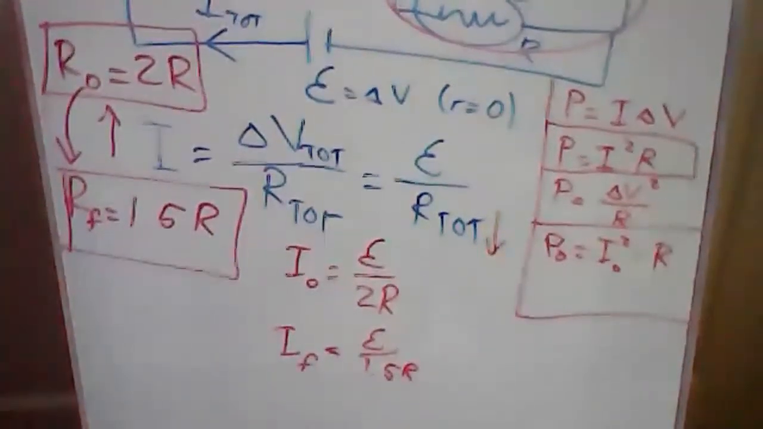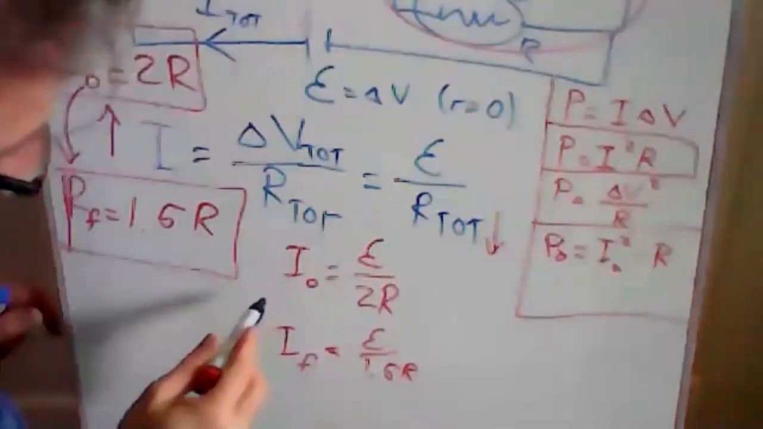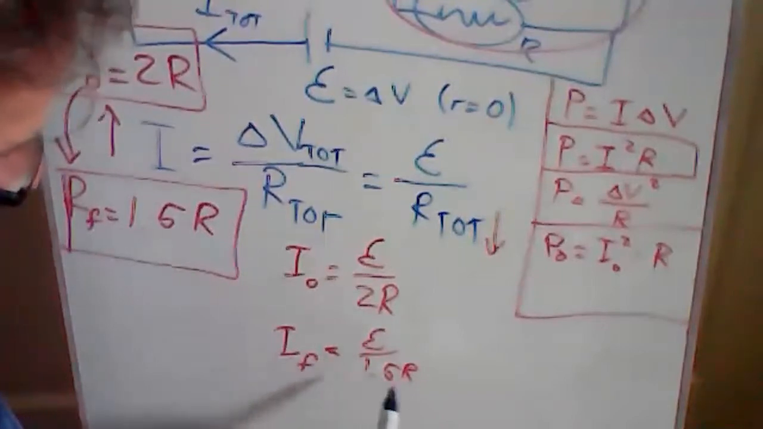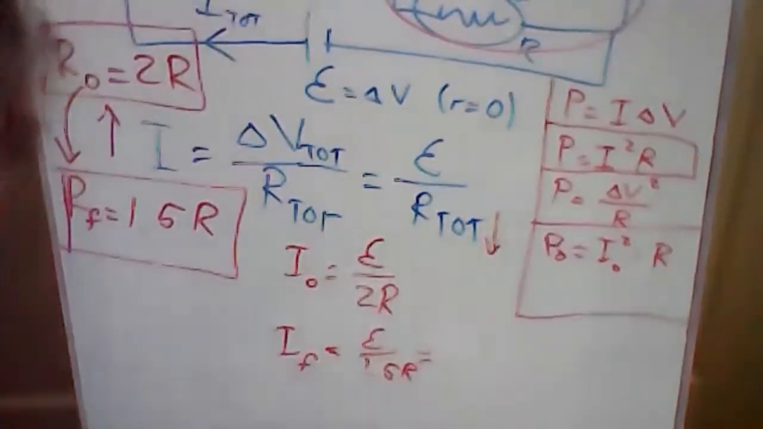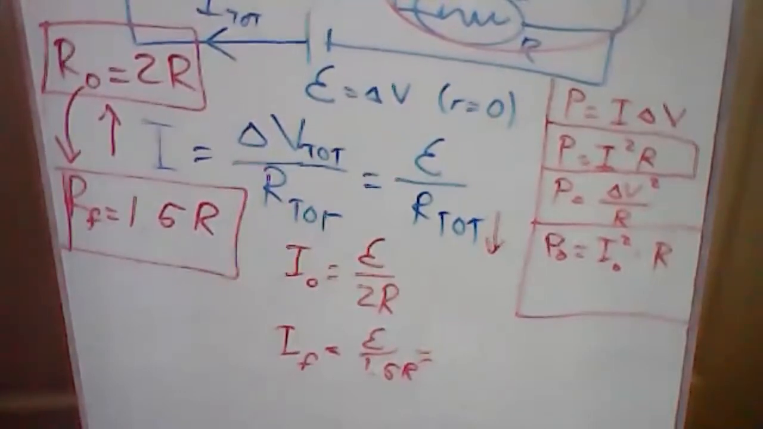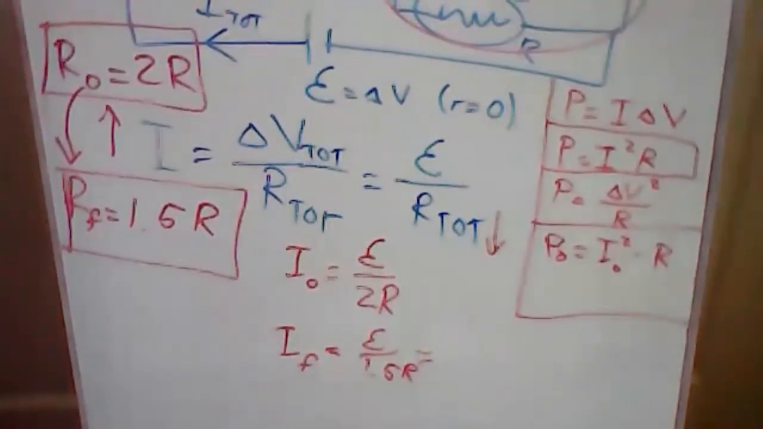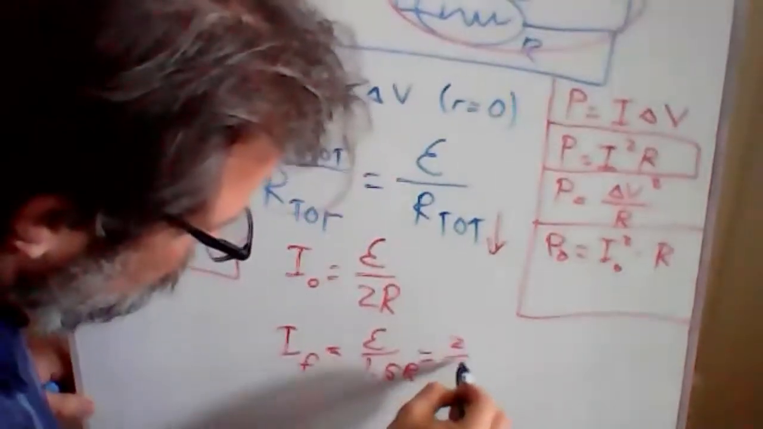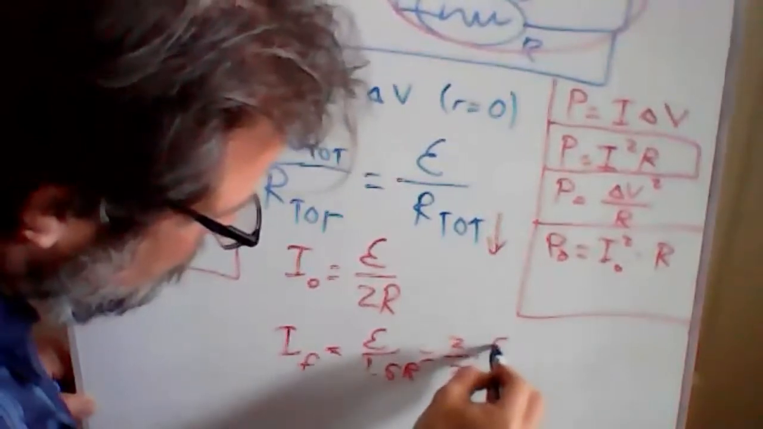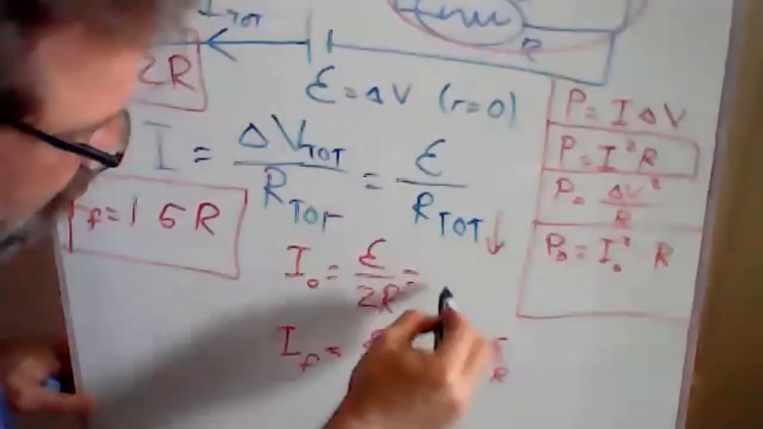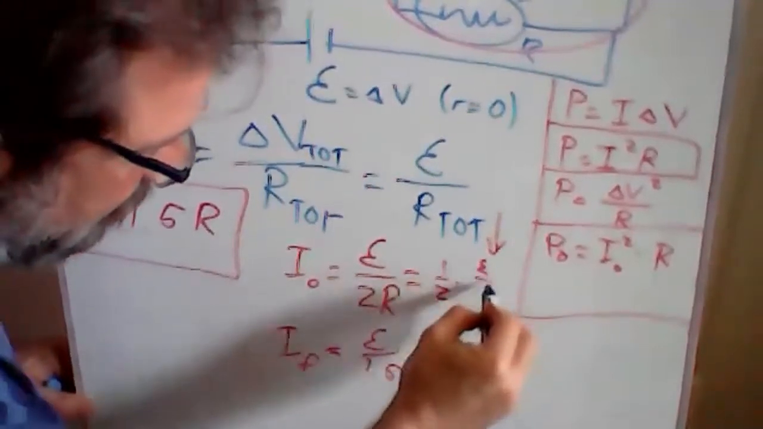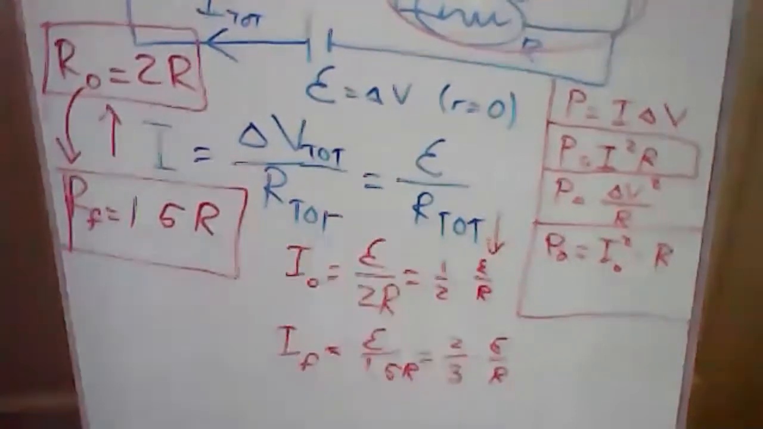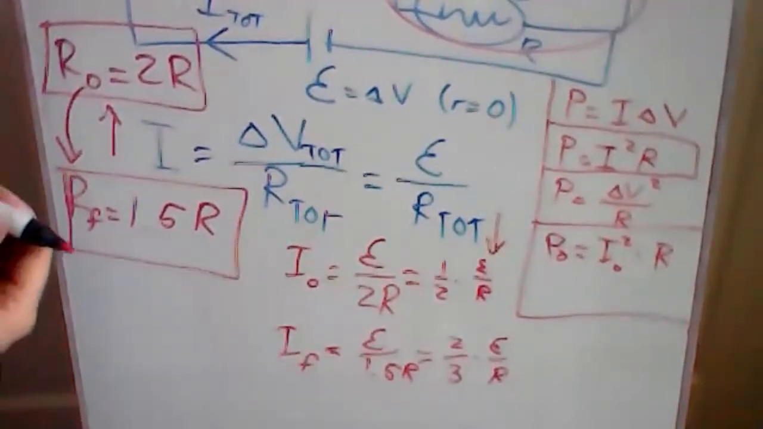Okay, good. So let's take a look at what we have here. I0 is epsilon over 2R. IF is epsilon over 1.5R. And now I'm actually going to write this a little bit differently, maybe. That's probably a good idea. This is 3/2, so this is 2/3 times epsilon over R, where this is 1/2 times epsilon over R. Make sense? Just to compare the two? Maybe that's not a good way of doing it. Is that confusing you?